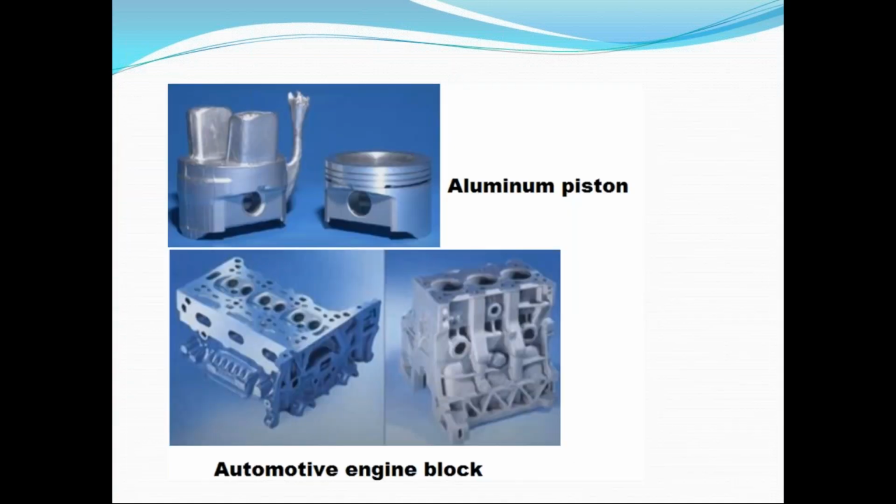Now here are some examples of the products which we can prepare by using this process. This is an aluminum piston, then the automotive engine block. There are also lots of other products we can prepare. These two are the examples with respect to this process.